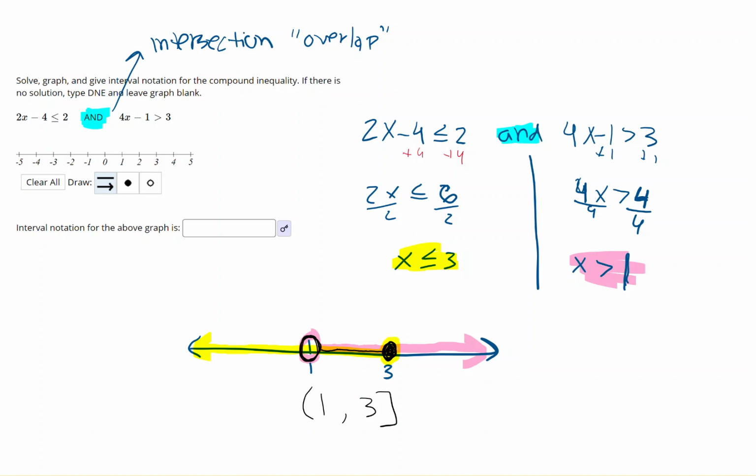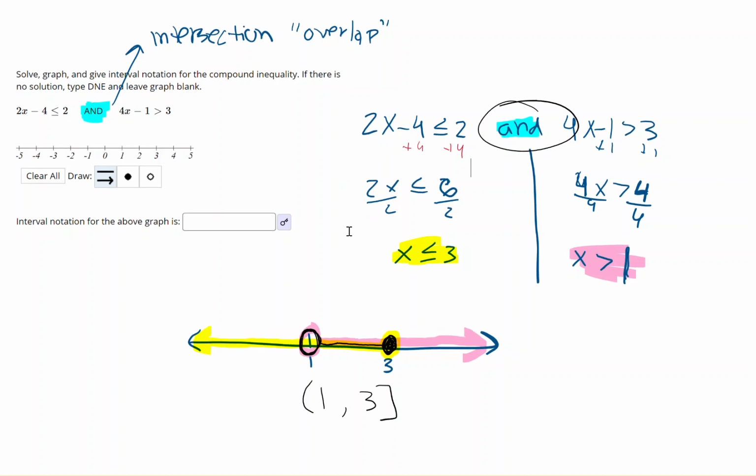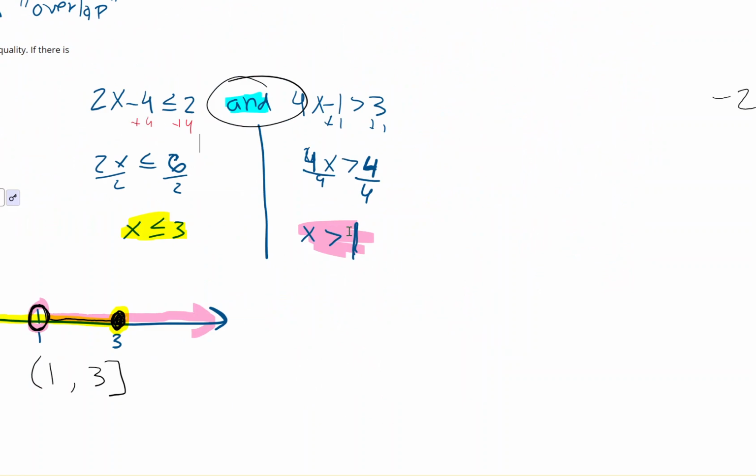is the overlap. And so that is my AND compound inequality. That would be my solution set, the solution set for both. Okay, going over to the next one.